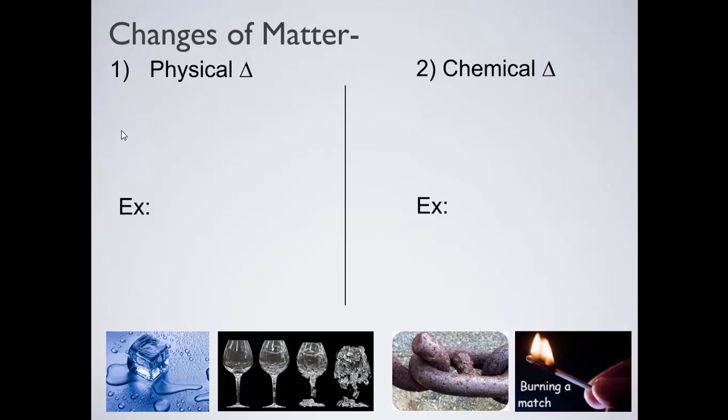So yes, a physical change is a change in the properties of a substance, but it's actually just still the same substance. It hasn't changed into a new type of substance. So if you took a glass and it broke, that would be a physical change. It's still glass. You haven't changed the chemical nature of that substance.